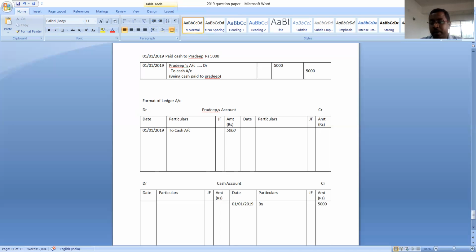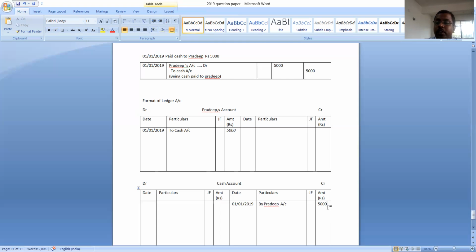So once again, I will repeat: on the credit side of the account, in the particulars column, we should write the name of the account that is debited, using the word "by". Which account is debited? Pradeep's account is debited. So we are writing it on the credit side of the cash account using the word "by". What is the amount of the transaction? It is rupees 5,000. Understood?